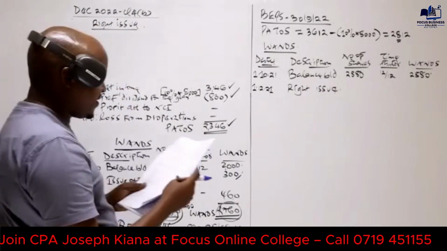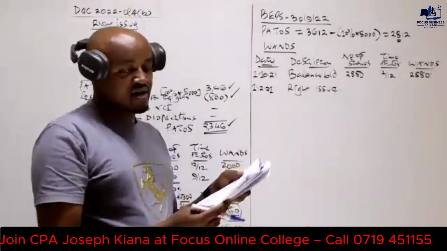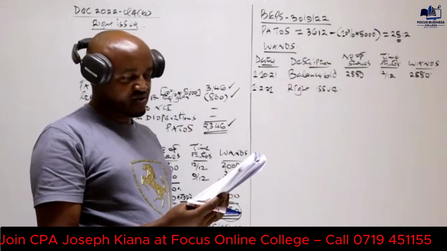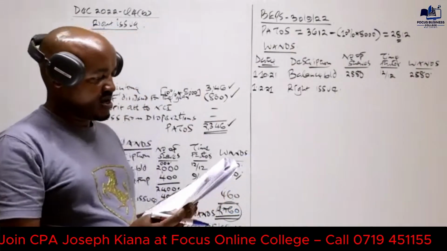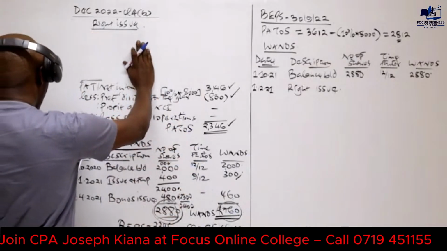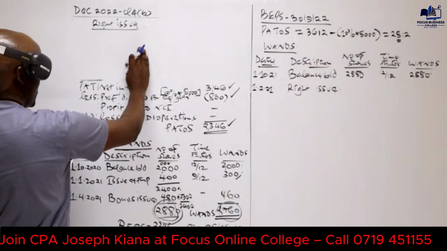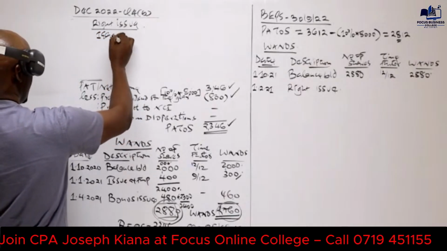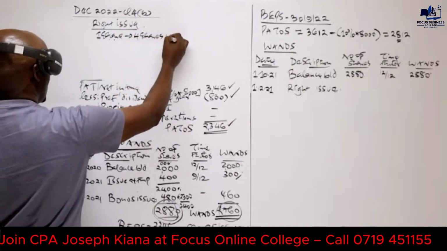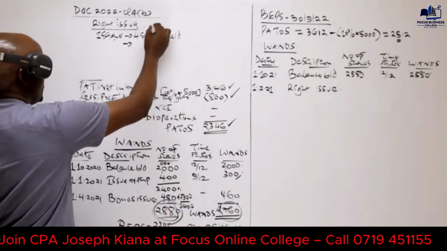We are told that on 1st December 2021, D Limited invited the ordinary shareholders for a right issue in the proportion of 1 for 4 at a price of 12. The shares were quoted immediately before the right issue at a price of 15 per share. All the rights were fully subscribed. So first we need to determine how many shares were issued. 1 for 4 means that the company was to issue 1 share for every 4 shares held.